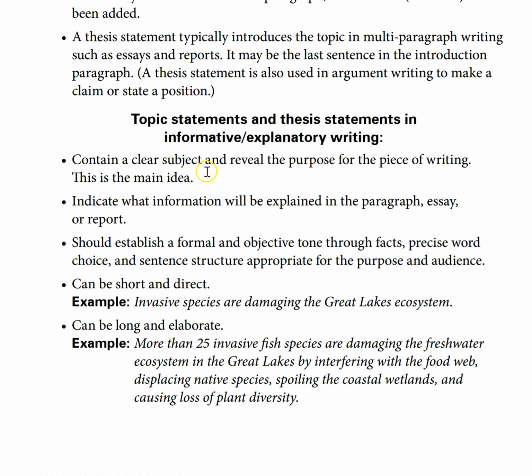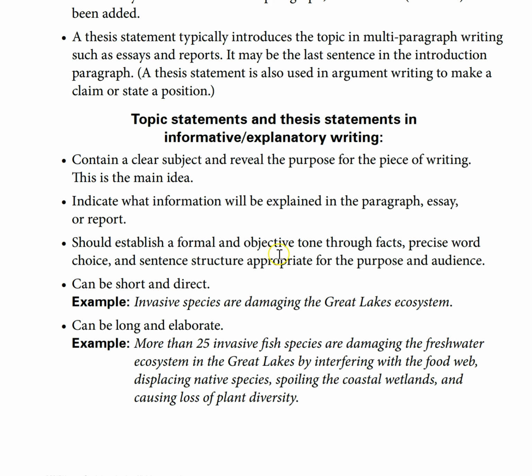Okay, topic statements and thesis statements in informative and explanatory writing. They contain a clear subject and reveal the purpose for the piece of writing. So in our BATS essays, the subject is bats, and the purpose of the writing is to teach you or show the reader how bats use echolocation to find their food in the dark. They indicate what information will be explained in the paragraph, essay, or report. So it's going to tell us what kinds of things we're going to be learning about.